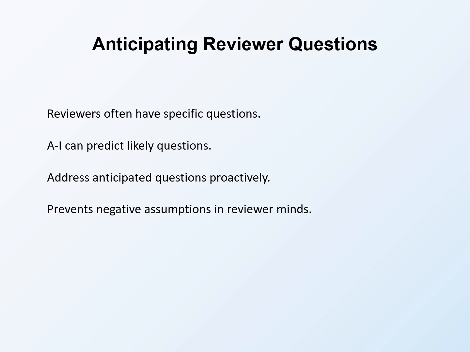Prompt: review this proposal and identify the 10 most likely questions reviewers will ask. For each question, explain what concern underlies it and suggest how the proposal could address that concern. Once you have this list of likely questions, revise your proposal to answer them before reviewers ask. If reviewers are likely to wonder about sustainability, strengthen your sustainability section. If they might question your capacity, provide more evidence of organizational capability.